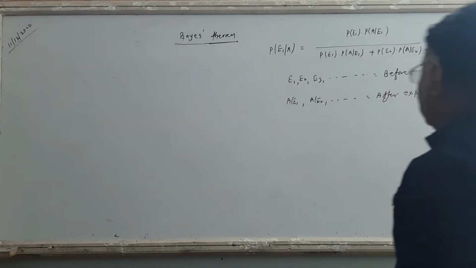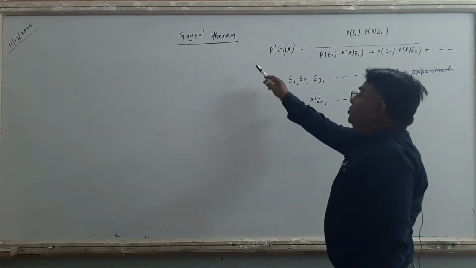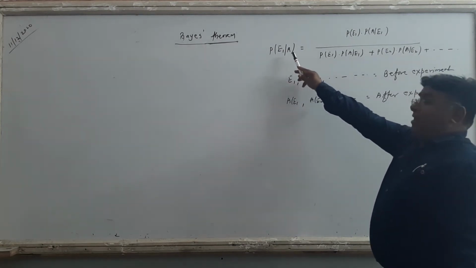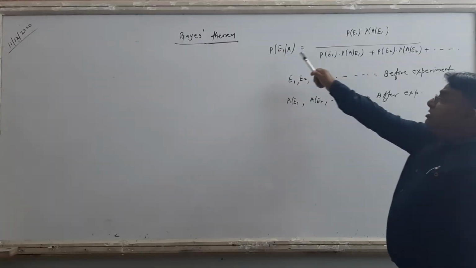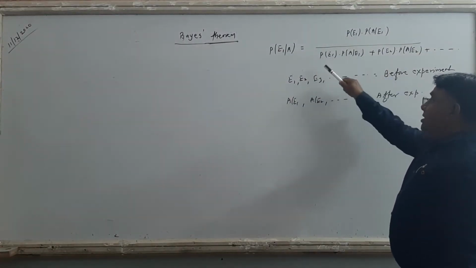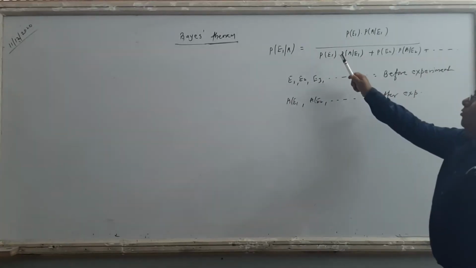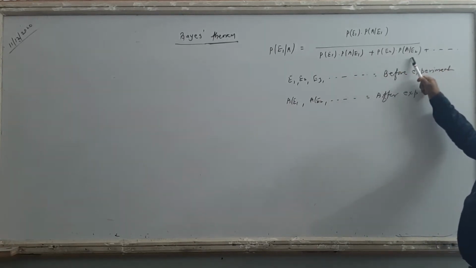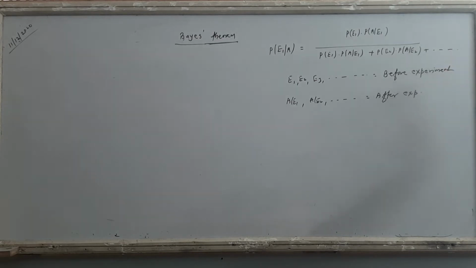Students, this is Bayes' theorem. The formula is P of E by A, that is, the probability of event E when A has occurred. Then the formula is P of E1 into P of A by E1, divided by the total probability: P of E1 into P of A by E1 plus P of E2 into P of A by E2 plus P of E3 into P of A by E3, and so on for the events.